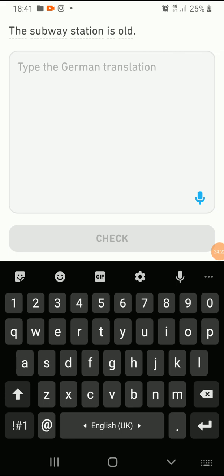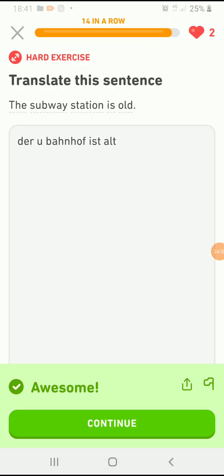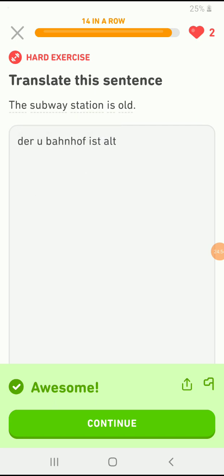Ist alt. So I guess it's der U, and then we write Bahnhof. Ist alt. Yes, but subway is U-Bahnhof. U-Bahn or Bahnstation. I say U-Bahnhof, but U-Bahn Station, that's the right way to say it.